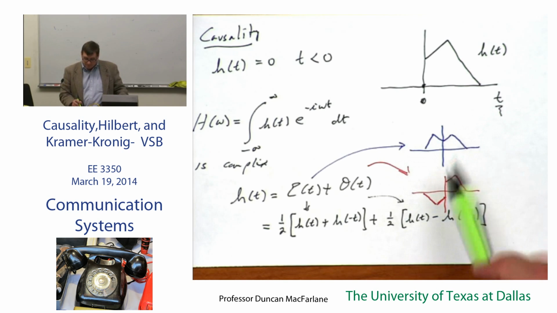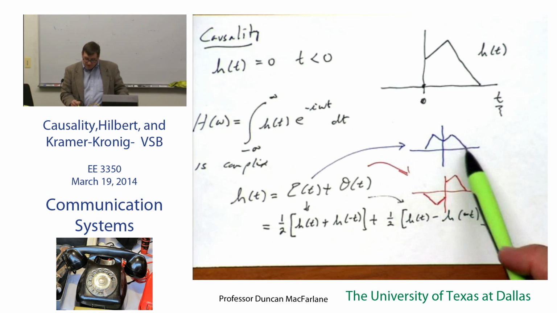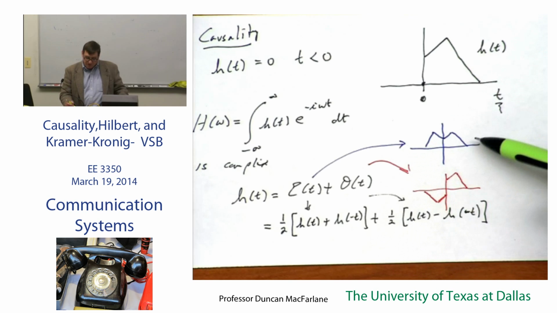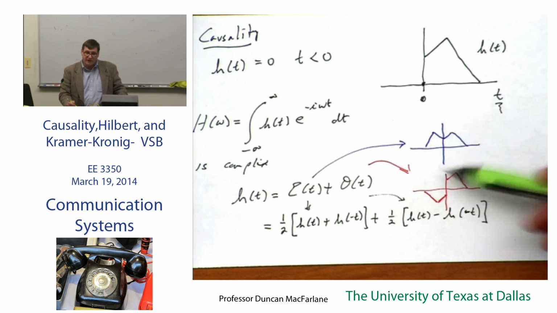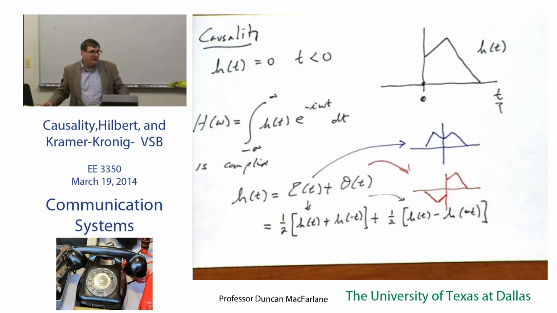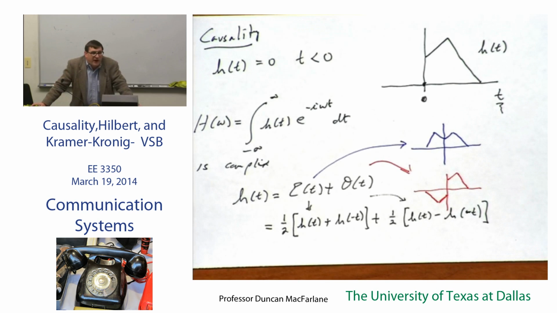Now take a look at this guy here. If I want to turn this even function of t into an odd function of t, can anyone think of a fun and fast way to do that? Multiply by a negative reverse step function. Almost.